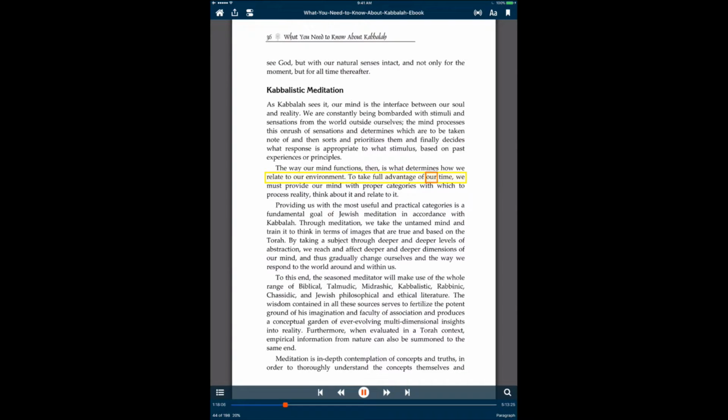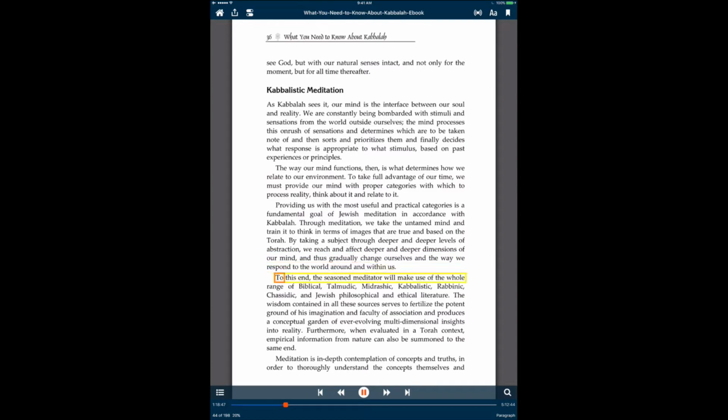To take full advantage of our time, we must provide our mind with proper categories with which to process reality, think about it and relate to it. Providing us with the most useful and practical categories is a fundamental goal of Jewish meditation in accordance with Kabbalah. Through meditation, we take the untamed mind and train it to think in terms of images that are true and based on the Torah. By taking a subject through deeper and deeper levels of abstraction, we reach and affect deeper and deeper dimensions of our mind, and thus gradually change ourselves and the way we respond to the world around and within us.